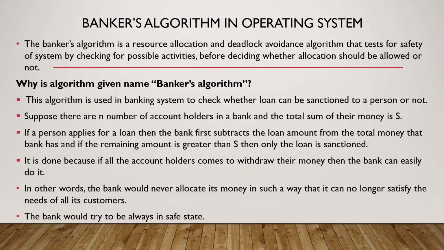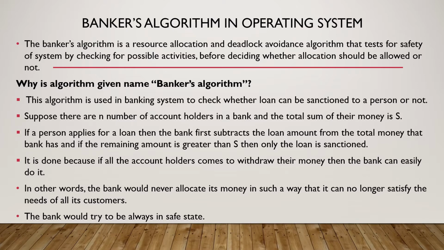Now we will see Banker's algorithm. Banker's algorithm is mainly a resource allocation and deadlock avoidance algorithm. It will always check that if any resource is given to a process, there will be no deadlock in the system. So why is this algorithm given the name Banker's algorithm? Because this algorithm is mainly used in the banking system.